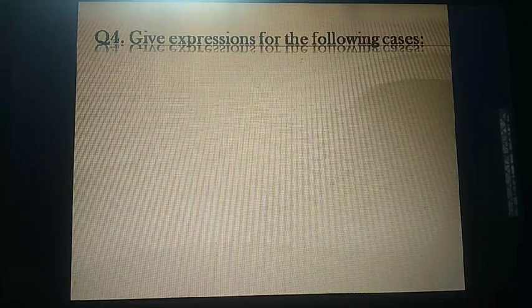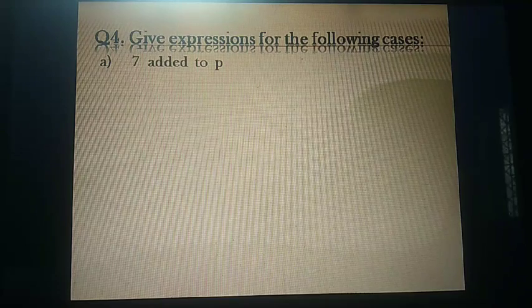Moving to question number 4. Give expressions for the following cases. Number 1. It's 7 added to p. Here p is already there and we are adding 7 to it. We cannot write it as 7 plus p. As per case, it will be wrong.